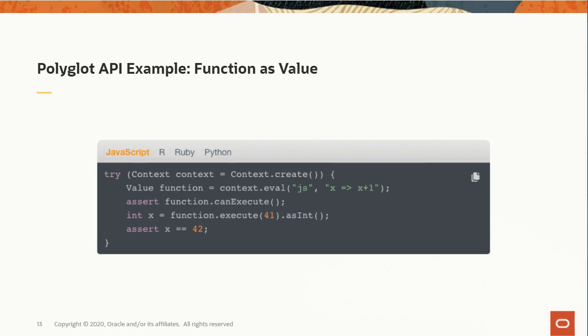So here we get a context object. We tell it to evaluate some JavaScript. The result is an instance of Value representing that function. It responds to canExecute. It responds to execute, and we can assert that passing 41 and incrementing it by 1 returns 42. So a simple example of a JavaScript function as a value in Java that can be executed.